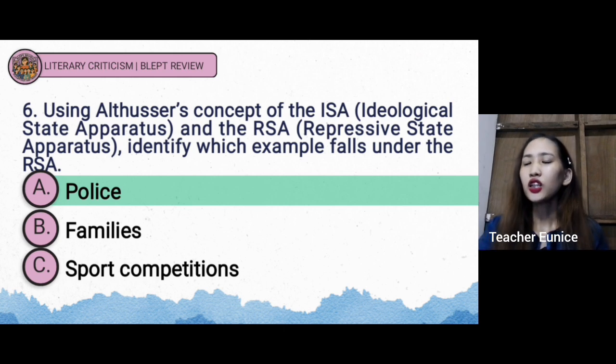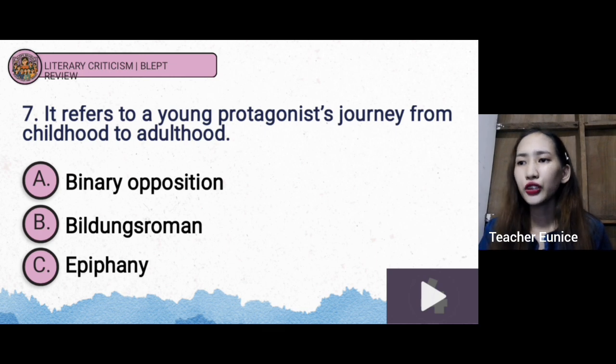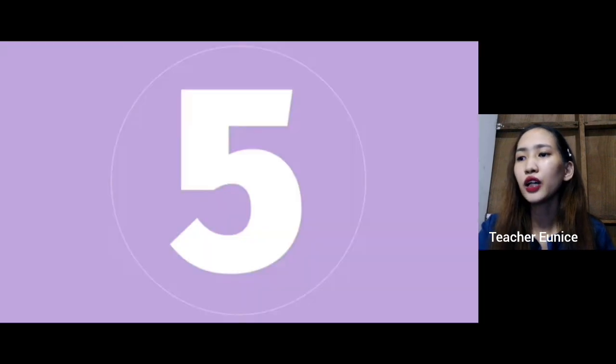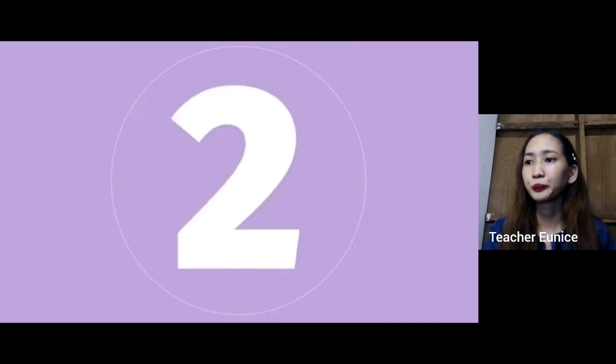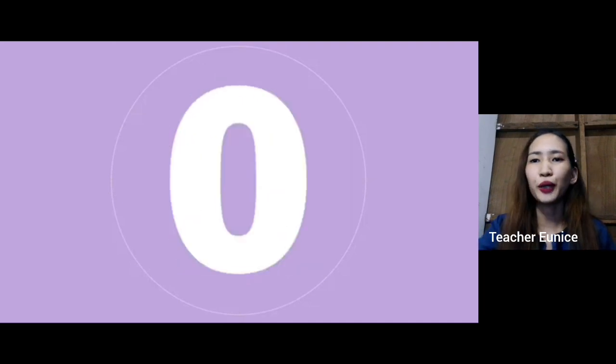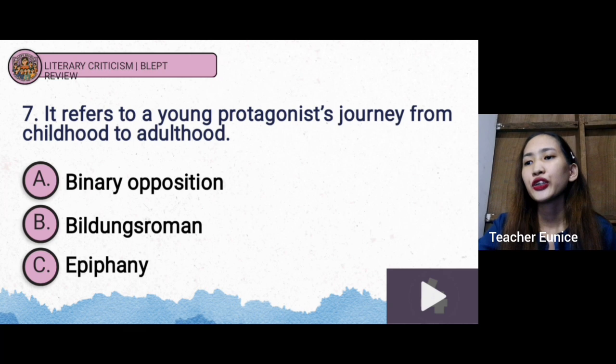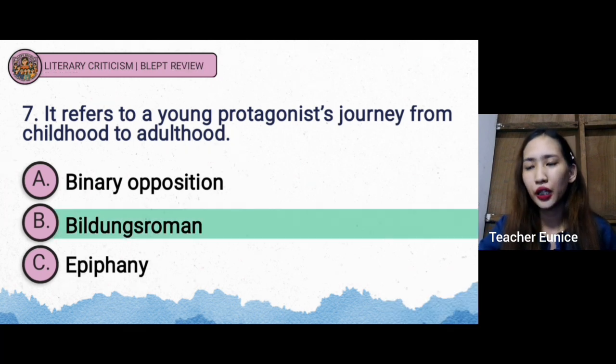Okay, next question. Question number 7. It refers to a young protagonist's journey from childhood to adulthood. A. Binary opposition. B. Bildungsroman. C. Epiphany. So your 5 seconds timer starts now. So time is up. The correct answer is letter B.